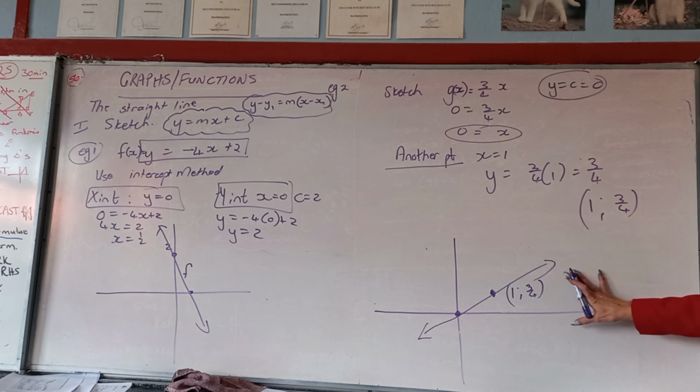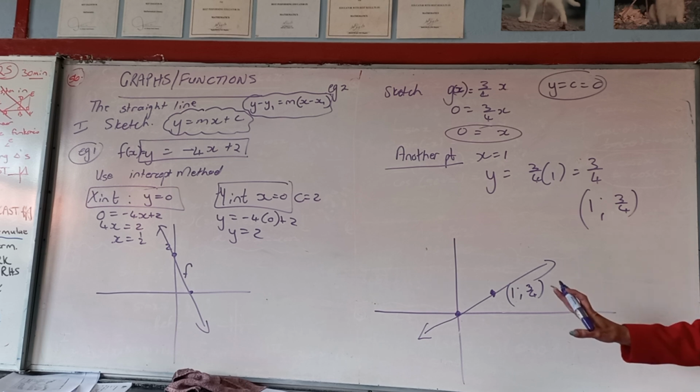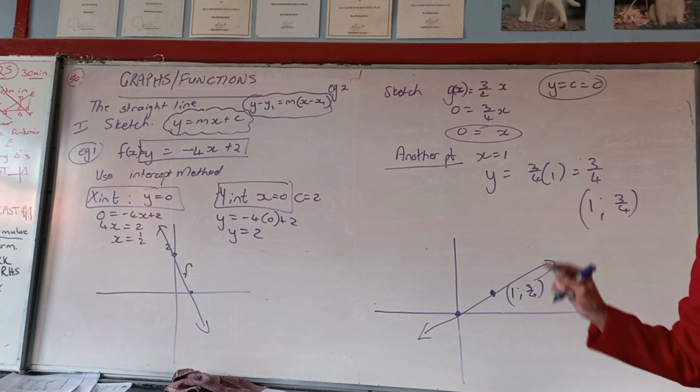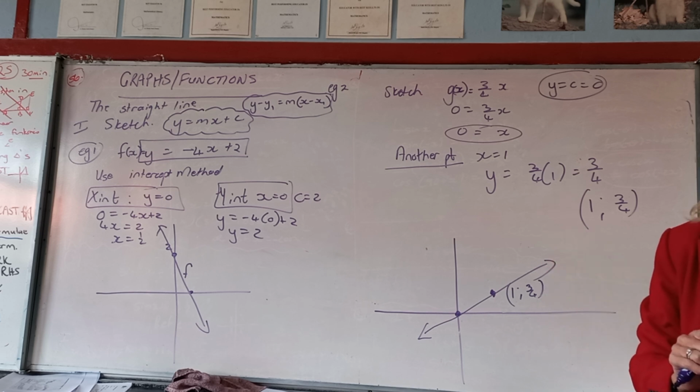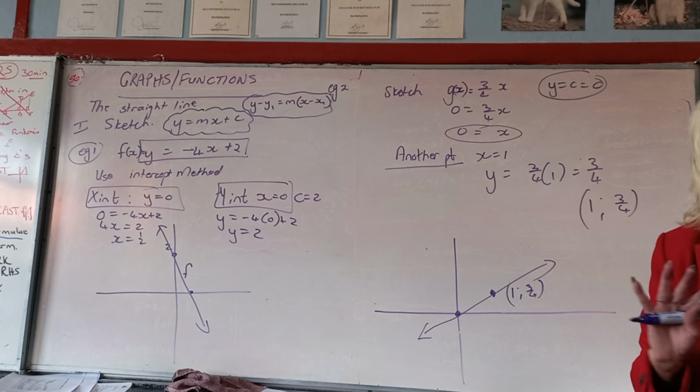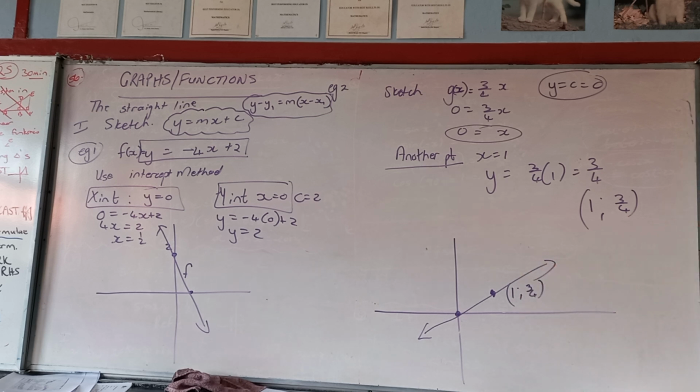Okay, but how many points are on a graph? A lot. Infinitely many. How many do I need to sketch a straight line? 2. 2 points, because then I can join them. If you got 3, it's even more accurate. But 2 is the basic that you need. Right.